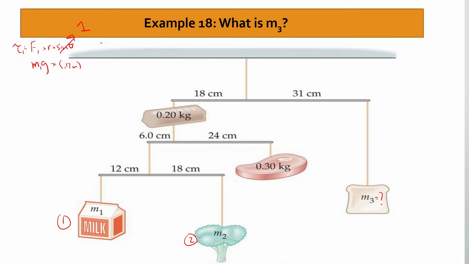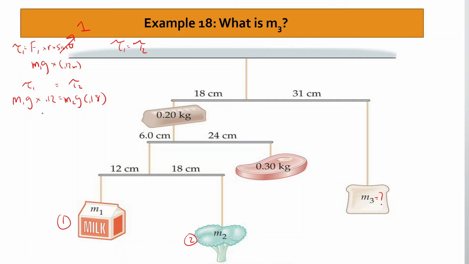But what I should know is torque of 1 is equal to torque of 2. These two are equal to each other. We should know that, because if they weren't equal to each other, they wouldn't be stable. So I could say M1G times 0.12 is equal to M2G times 0.18. That's the radius. Okay, torque of 1 is equal to torque of 2.